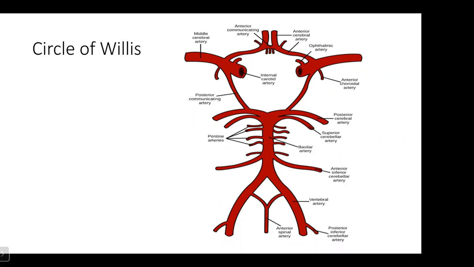Similarly, for regional supply of the cerebrum, there are three cerebral arteries: the anterior cerebral artery, the middle cerebral artery, and the posterior cerebral artery. The anterior cerebral artery supplies the anteromedial portion of the cerebrum. The posterior cerebral artery supplies both the medial and lateral part of the cerebrum, whereas the middle cerebral artery is situated laterally and supplies the majority of the lateral part of the brain.